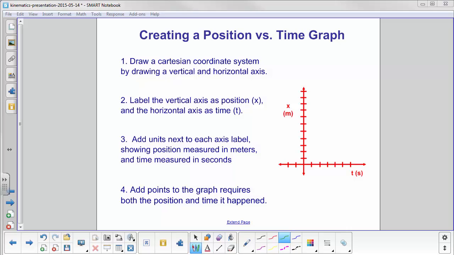Here are the steps you need to create a position versus time graph. First, we're going to use a Cartesian coordinate system. Basically it just has the axes at right angles to each other. And so we'll draw the vertical and horizontal axis. The vertical axis will be position, which is labeled as x, and the horizontal axis will be time. Make sure you add the units, meters here, seconds here. And now we'll be adding points to the graph. But to add these points, we need to know both the position of the object and what time it happened, what time it was at that certain position.